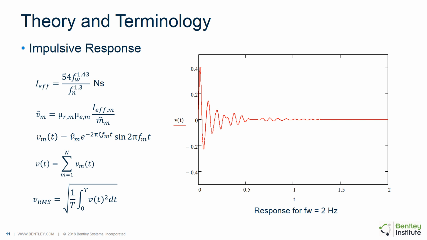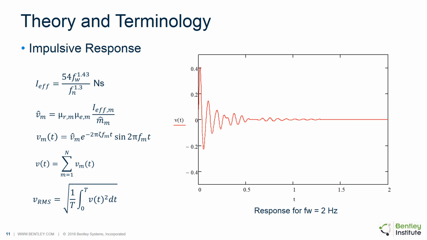And if you recall, an impulsive response is one where the vibration dissipates essentially before the next footstep is applied. So if you look at the diagram here, this is a plot for a walking frequency of 2 hertz. You'll see that by the time we get to a half a second, which is when the next footstep will be applied, the vibration response is effectively diminished. So there is no buildup of vibration like there is with resonant response.